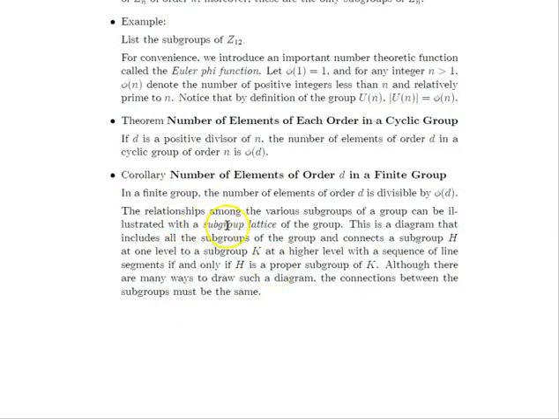The relationship among various subgroups of a group can be illustrated with a subgroup lattice of the group. This diagram includes all the subgroups of the group and connects a subgroup H at one level to a subgroup K at a higher level with a sequence of line segments if and only if H is a proper subgroup of K. Although there are many ways to draw such a diagram, the connections between the subgroups must be the same.